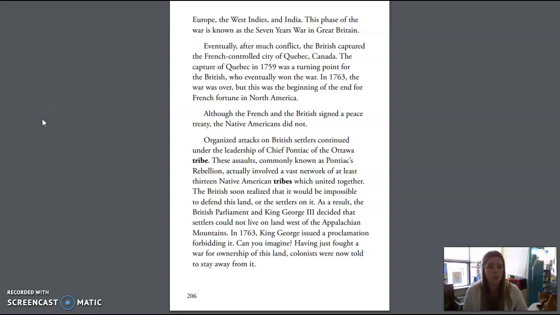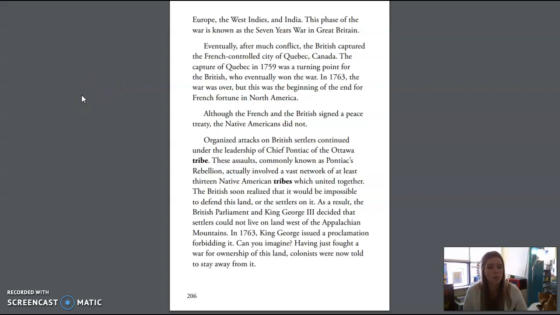Although the French and the British signed a peace treaty, the Native Americans did not. Organized attacks on British settlers continued under the leadership of Chief Pontiac and the Ottawa tribe. These assaults, commonly known as Pontiac's Rebellion, actually involved a vast network of at least 13 Native American tribes, which united together. The British soon realized that it would be impossible to defend this land or the settlers on it.